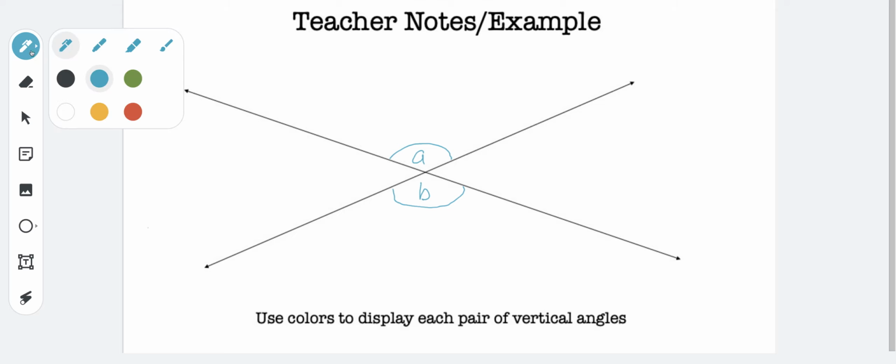Now, come over here and grab a different color. But we also have one more pair of vertical angles. We have this angle here, and across from it, this angle here. Let's call this angle C and angle D. So angle A and angle B are vertical angles, as well as angle C and angle D.